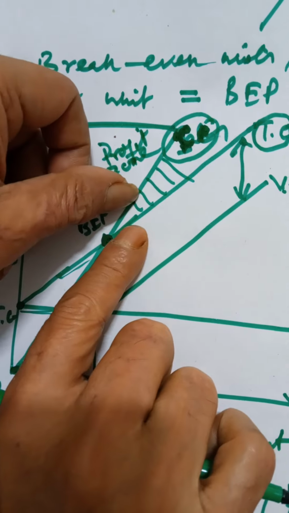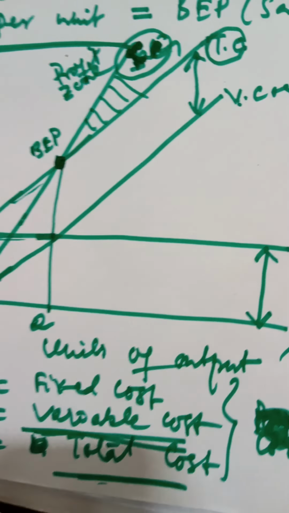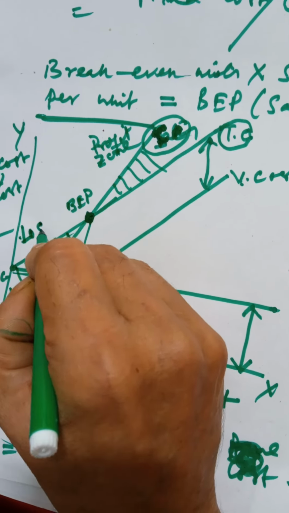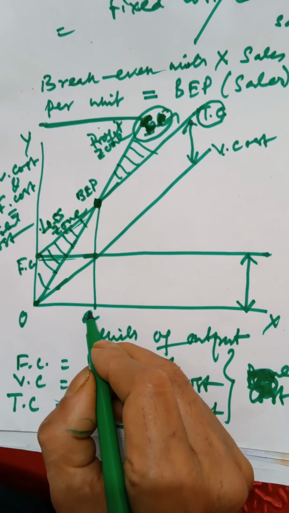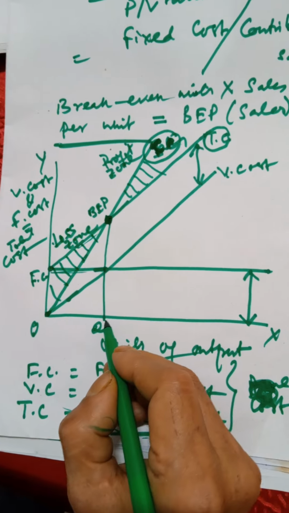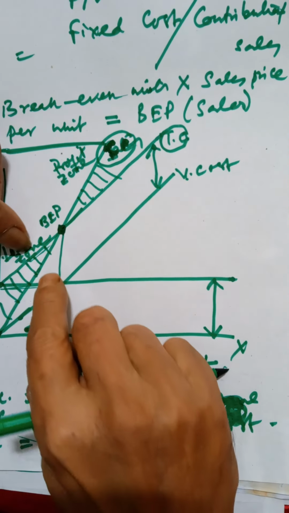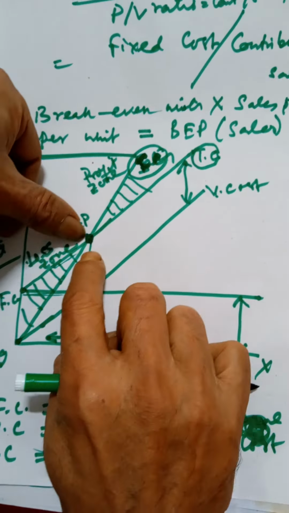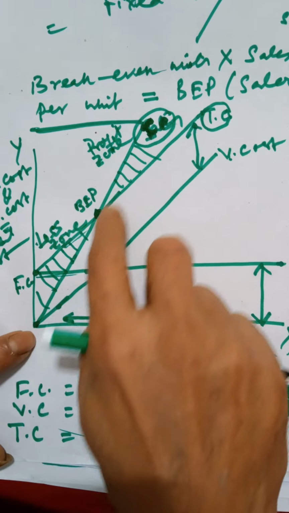You see the gap between these two lines becomes bigger and bigger as the producer goes on selling more and more output. On the other hand, the left side of break-even point is known as loss zone. So if the producer sells anything less than Q, he starts incurring loss, and as his sales go on falling, that is, he goes in this way, the loss increases. You can see the gap between these two lines, the total cost line and the sales line, becomes bigger and bigger. On the right of this point, the total sales line remains above the total cost line, and at the left of break-even point, the total cost line lies above the total sales line. You can see this.